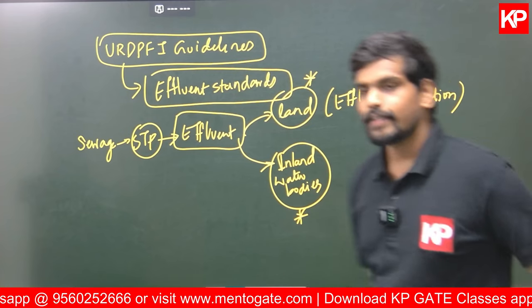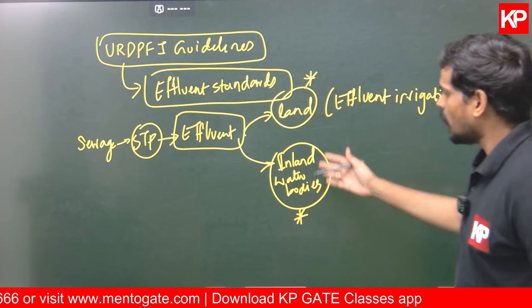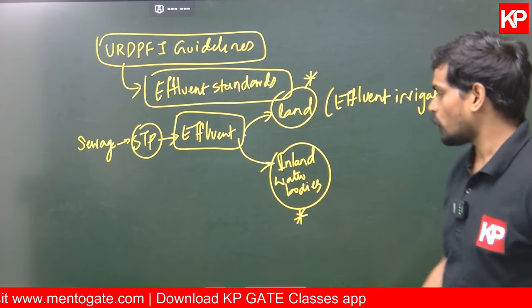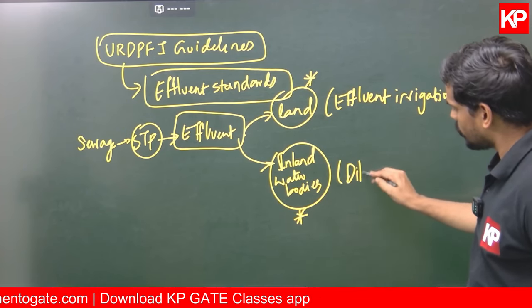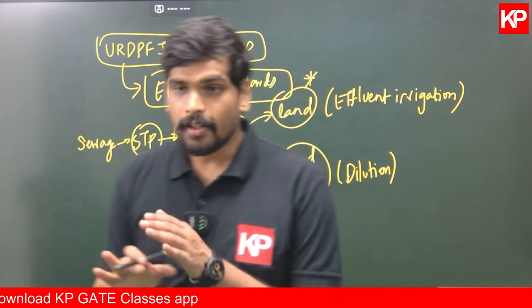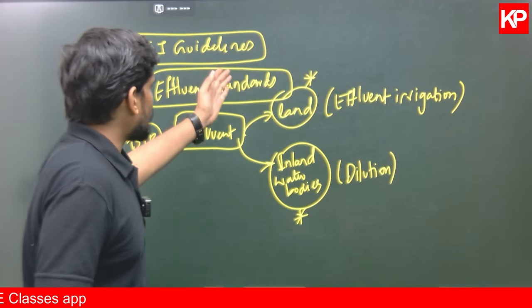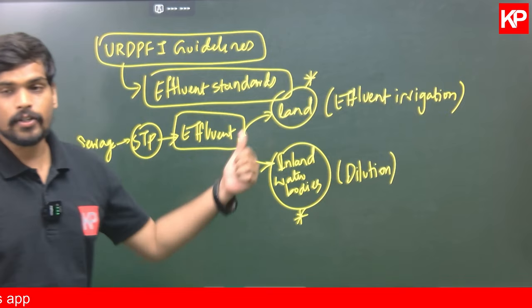So the sewage treatment plant's effluent can either be sent out into land, called effluent irrigation, or you can dilute it into the inland water bodies. This process is called dilution, because you're diluting the effluent into the water bodies. These are the two approaches of disposal. There are standards set for it. As per URDPFI guidelines, there are effluent standards to meet these conditions.